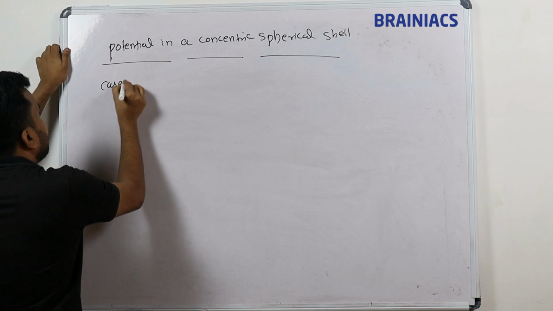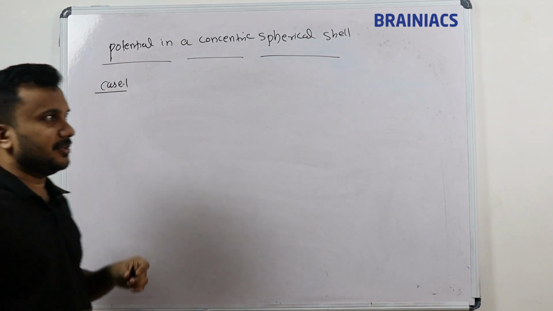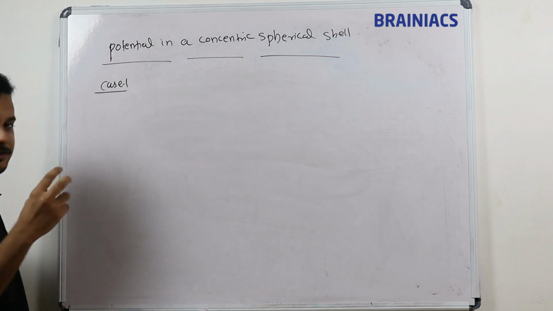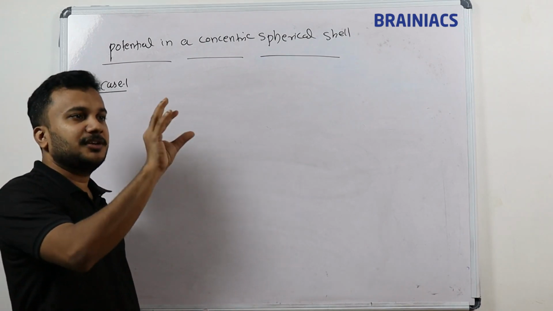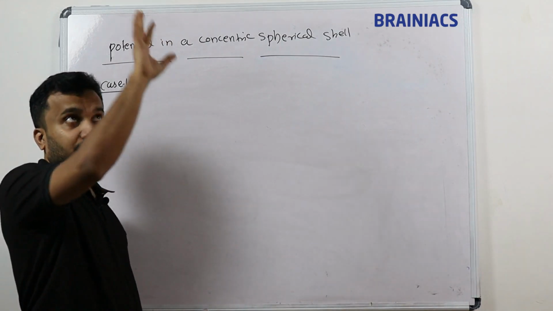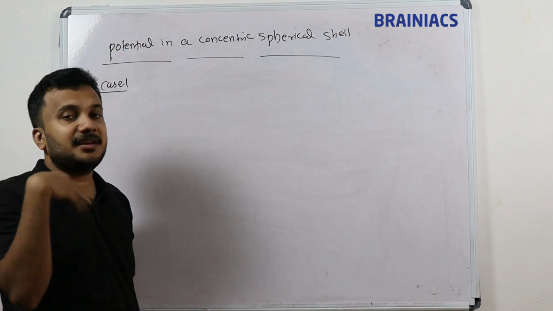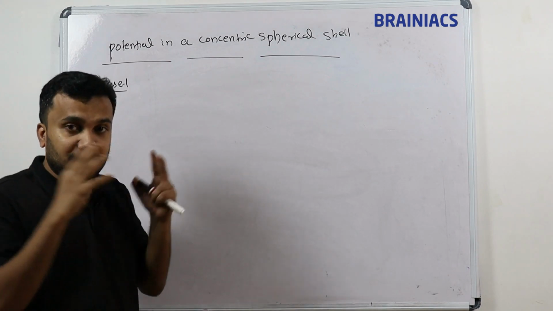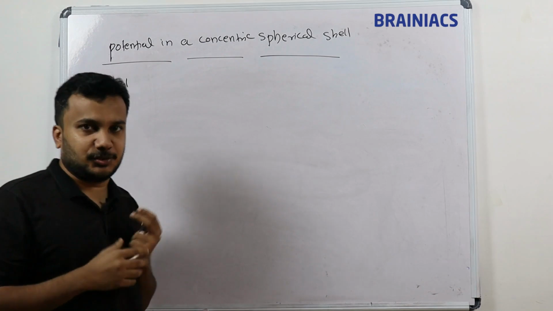So write the example, case 1. What is basically called a concentric spherical shell? Concentric spherical shell means it is not only one shell, it consists of more than one shell. I mean, first one shell, then around that another shell, and another shell like that. So we can place any number of shells, and all the spheres will have a common center.